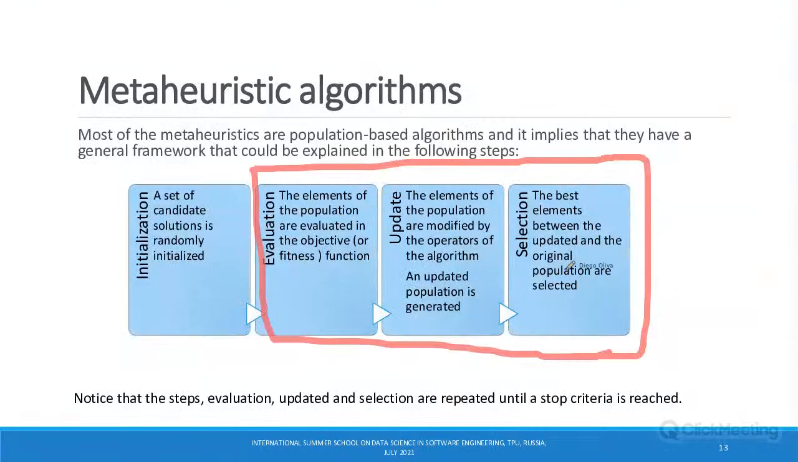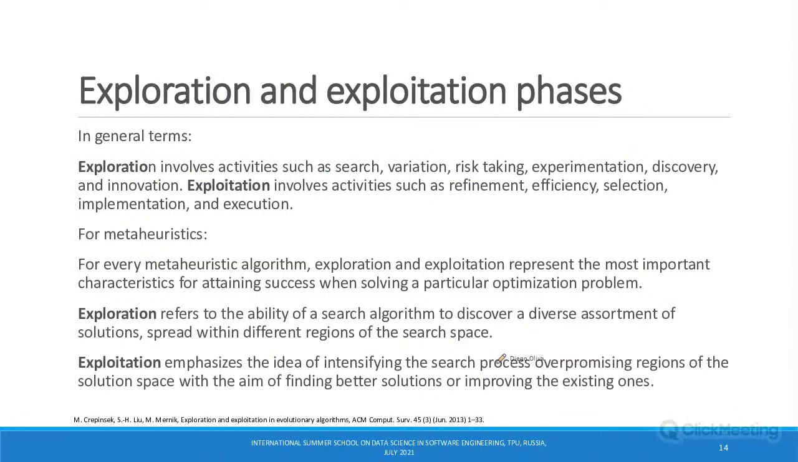Okay, this is the methodology that metaheuristics follow, but they also have two phases that are intrinsic in the update step. Such phases are exploration and exploitation. Exploration is related to analyzing different positions of the search space at the same time. And exploitation requires that the solutions explore only specific points that are prominent and have more probability to contain the optimal value.